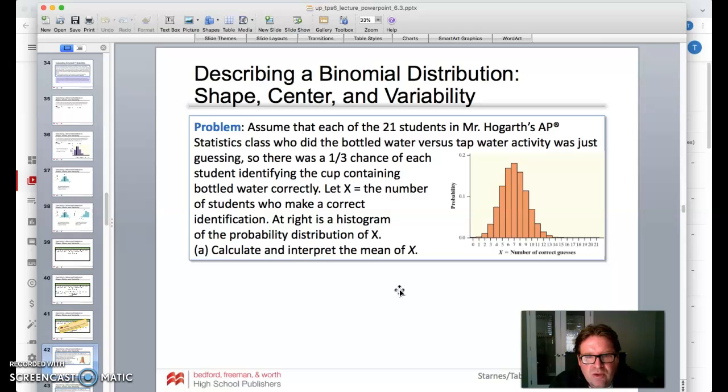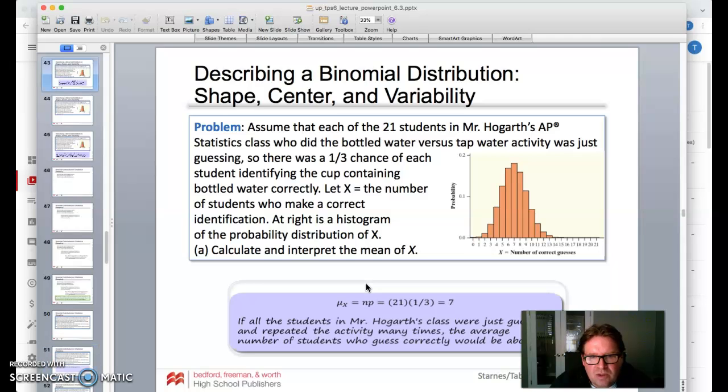Now we want to calculate and interpret the mean of X. Very easily we can see, do we have our number of trials n? Yeah, we do. We have 21, and the probability was 1/3. So our mean of this binomial distribution is 7. And so if all the students in Mr. Hogarth's class were just guessing and repeated the activity many, many times, the average number of students who guessed correctly would be about 7 out of that 21. That's what we'd see there.